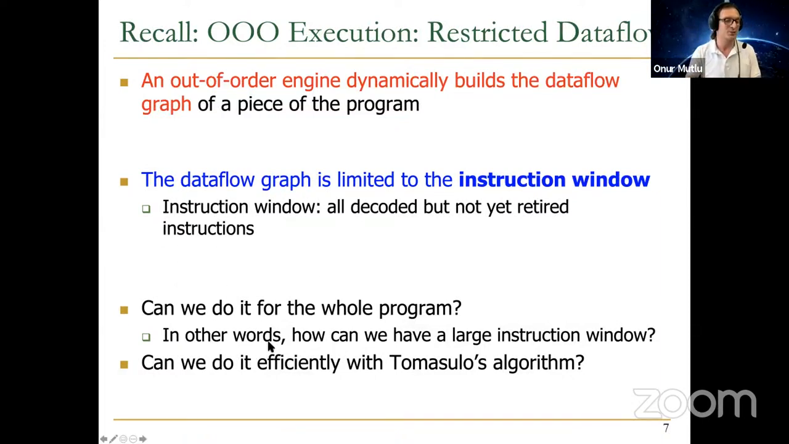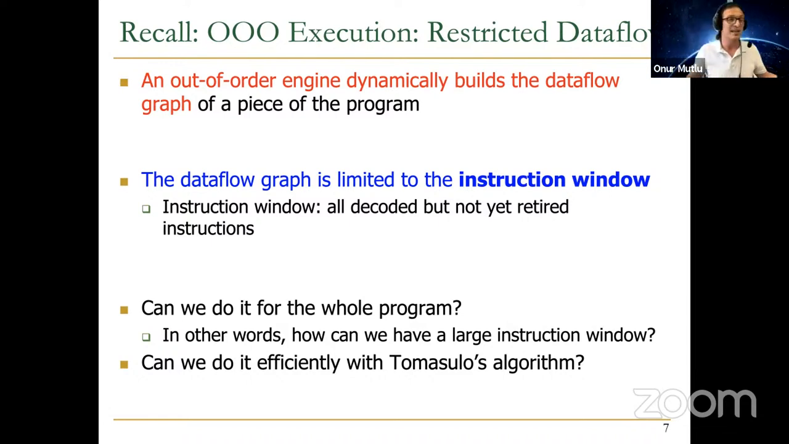Okay, then we also discussed two questions, which I'm not going to go into because this has generated a lot of research. Can we somehow do it for the whole program? Can we construct the data flow graph and have large reservation stations, a large instruction window, large physical register files, etc.? Certainly you can potentially, but then you're limited by the complexity and the power and the energy consumed by all of those buses and structures that we have built in the last lectures, right? The tag matching logic, for example, is quite complex. And of course, the load store unit becomes even more complex, right?